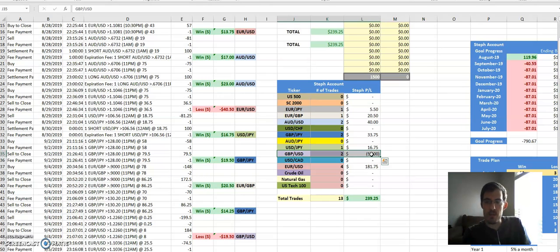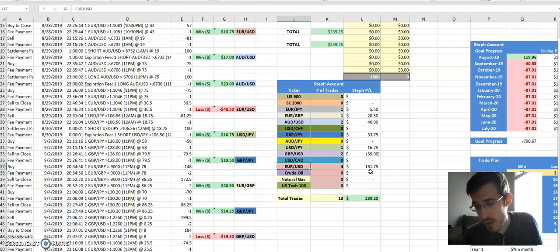Which tells me something, right? If I have a lot of losing trades on a certain currency pair, that's telling me that my technical analysis or my trading on that pair is not up to par with these other pairs, and so that steers me away from that pair specifically. Then I can move on to maybe the Euro USD where I'm up $181, right? So then I'm like, okay, I'm going to stick with Euro USD because I'm actually being more profitable.